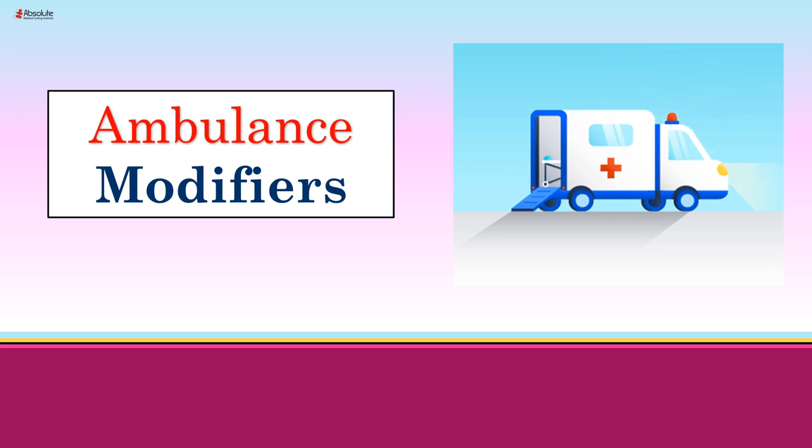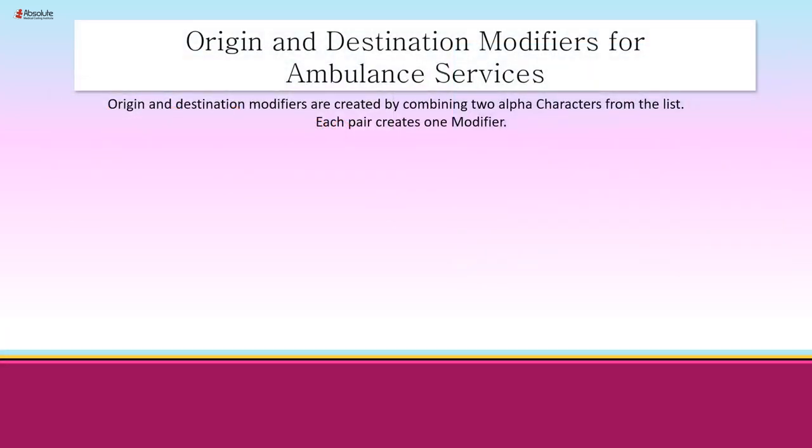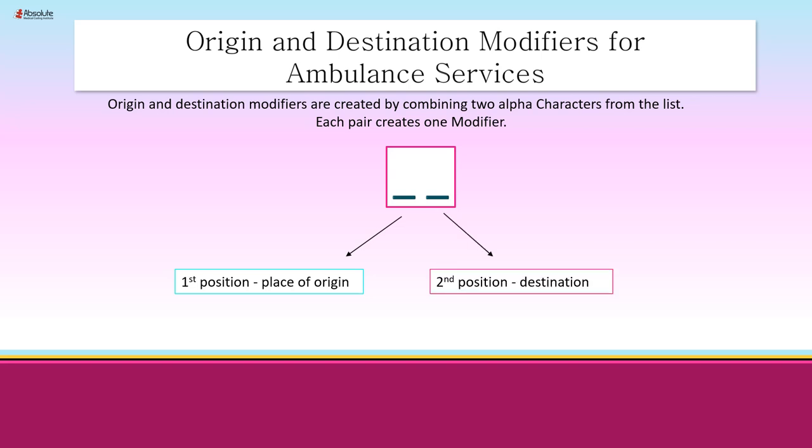All right, coders, I think you're going to love this part, actually. The reason why I say the ambulance modifiers are pretty fun is because you actually get to create the modifier to reflect the type of service. The origin and the destination modifier are created by combining two alpha characters from the list. I'm going to show you that list. You will actually find it on the first pages of your A codes. And each pair creates one modifier. The first alpha letter will reflect the place of the origin where the patient is being picked up, and the second position will indicate the destination.